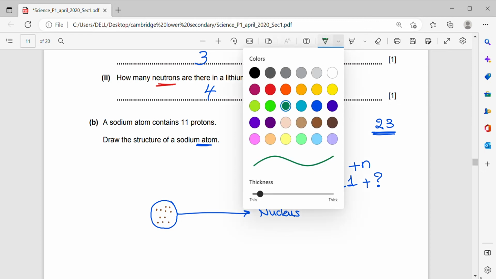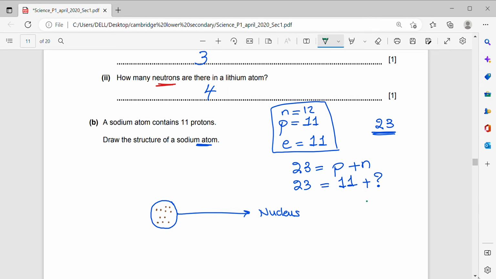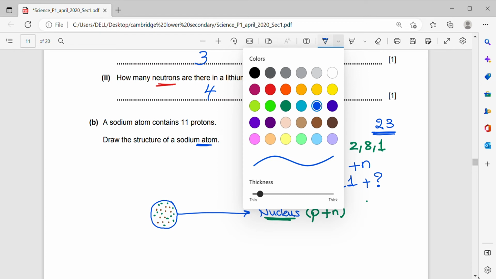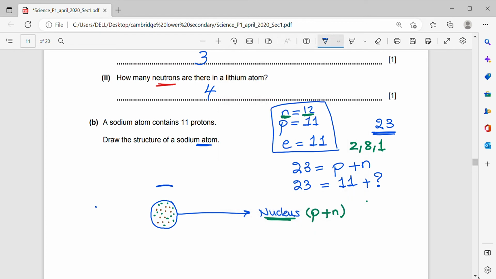Let's make the electrons green. We have how many electrons? We have the neutrons here inside, 12 neutrons: 1, 2, 3, 4, 5, 6, 7, 8, 9, 10, 11, 12. So we have the nucleus having the number of protons plus the number of neutrons. How many electrons? 11. How do we distribute these electrons? 2, 8, 1. 8, 9, 10, 11. And we have here 3 energy levels. So let's draw the first energy level. The first one.